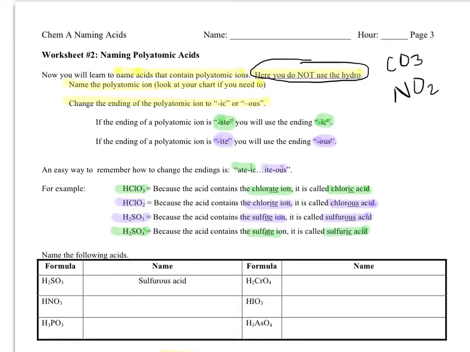Hydro is really telling you that you have a binary acid, hydrogen and a single element. If hydro is not there, that's your indicator that you have a polyatomic acid.